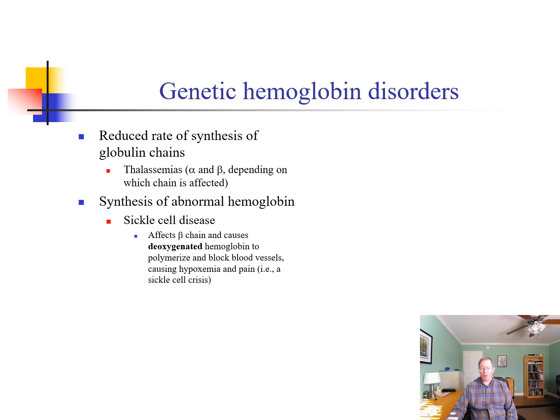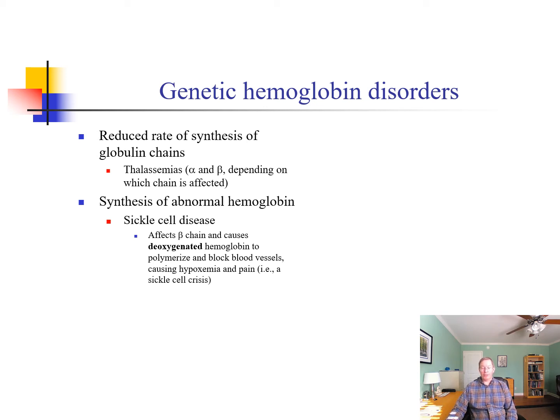So let's talk a little bit more about genetic disorders. There are a couple that I'll talk about. There are many hemoglobinopathies like this. One of them is the class of what are called thalassemias, and that's a problem with alpha and beta chains, and there are different combinations of this that basically lead to a reduced rate of synthesis of one or more of those globin chains, and therefore an anemia.